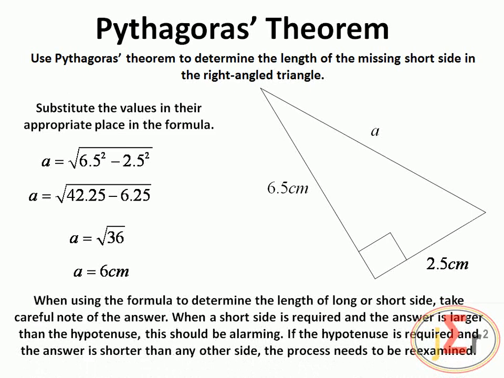When using the formula to determine the length of a long or short side, take careful note of the answer. When a short side is required and the answer is longer than the hypotenuse, this should be alarming, because there's no side that can be longer than the hypotenuse. If the hypotenuse is required and the answer is shorter than any other side, the process needs to be re-examined. So if you are finding the hypotenuse, and you take a look at the answer, and it is smaller than any other side, it is going to be a disaster. We need to have the hypotenuse being the longest side. So if we have something different, it means that the process needs to be re-examined.